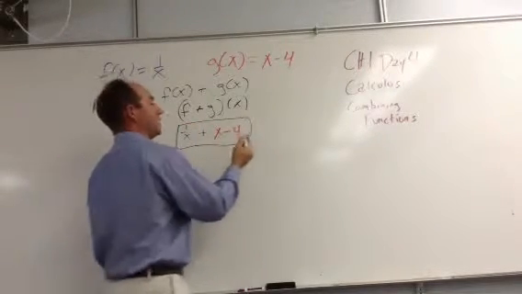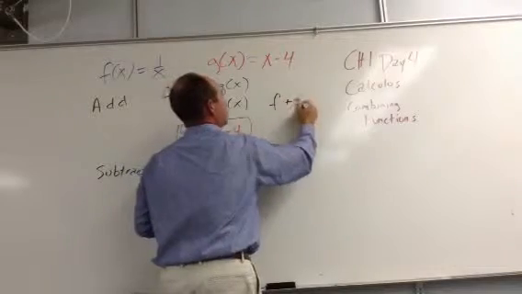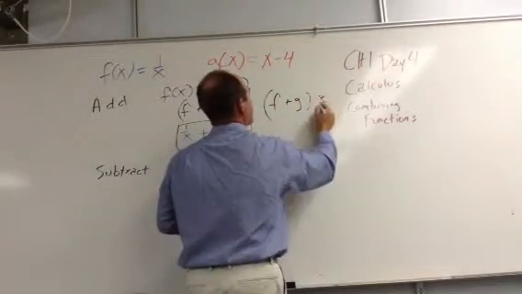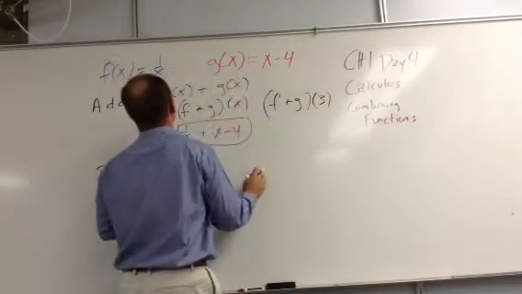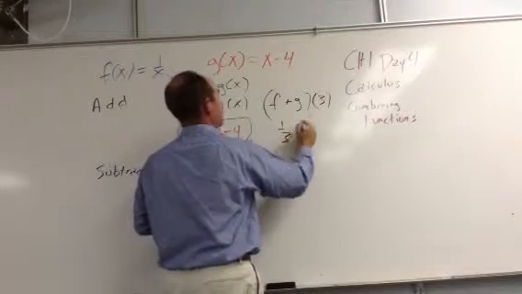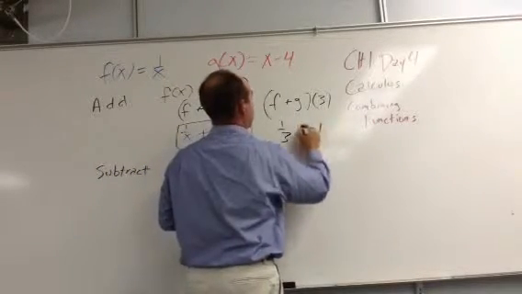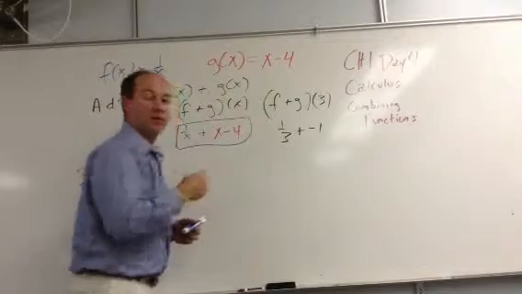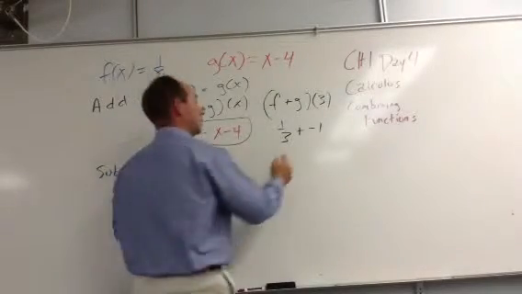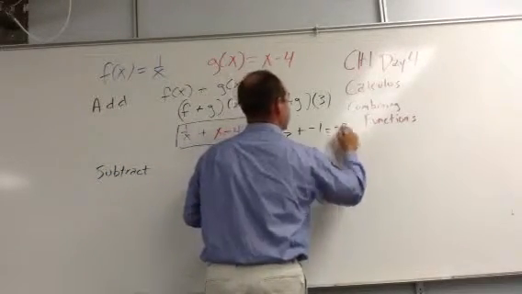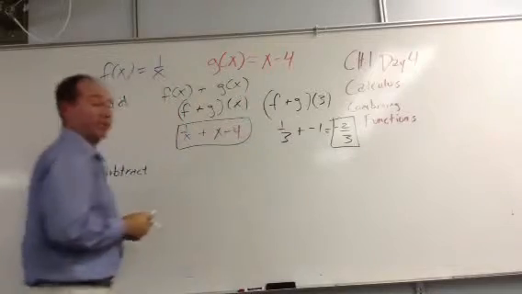Let's say that I was going to ask you to find f plus g of 3. You'd simply plug it into f of x and get 1/3. You'd plug it into g of x and get negative 1, and you add those two. 1/3 plus negative 1 is negative 2/3. So there's an example there.